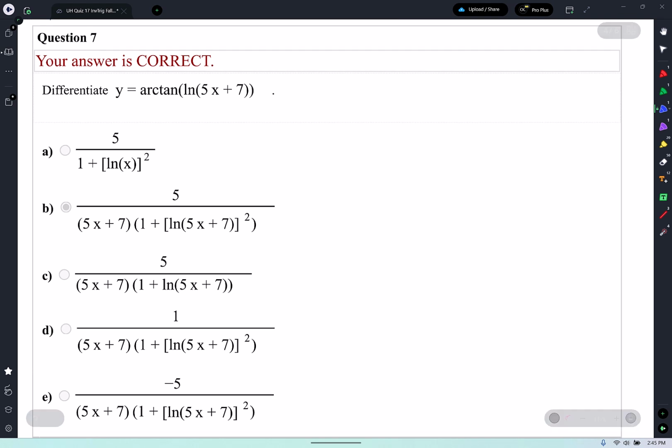All right. Be very careful with this one, guys. What's up? Yeah, go ahead. Your u is ln of 5x plus 7. It's a composite argument property, or a composite function. That's your u. So write that down.